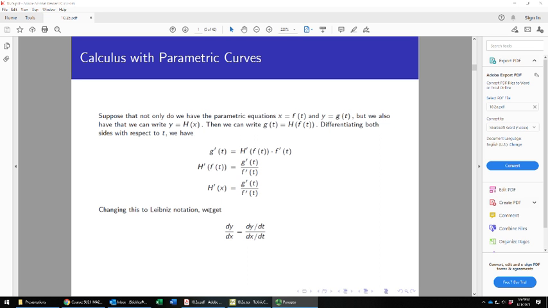So if we write this in Leibniz notation, remember y was h of x, so the left-hand side here would be dy dx. The derivative of y with respect to x, so how y is changing with respect to how x is changing, is equal to the quotient of how y is changing with respect to t over how x is changing with respect to t. All right, so this is how we're going to calculate the derivative of y with respect to x. And so if we want to do things like slopes of tangent lines, this is how we would do a slope of a tangent line to a parametric curve.